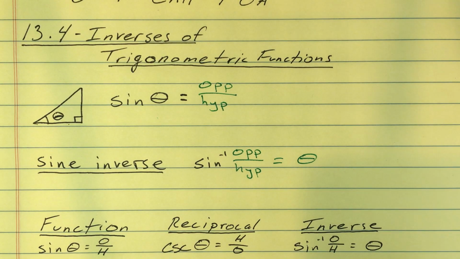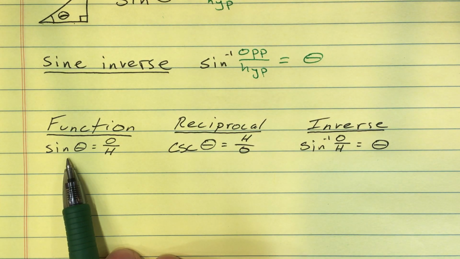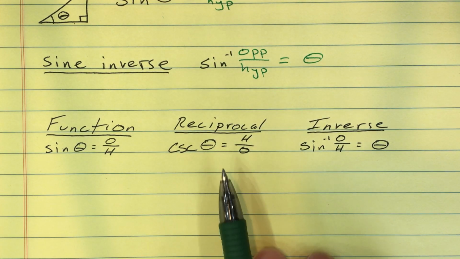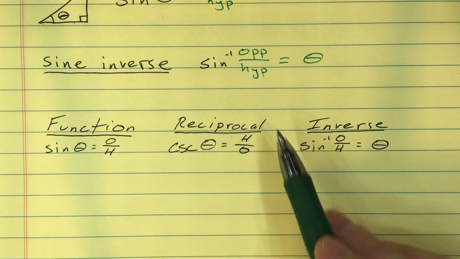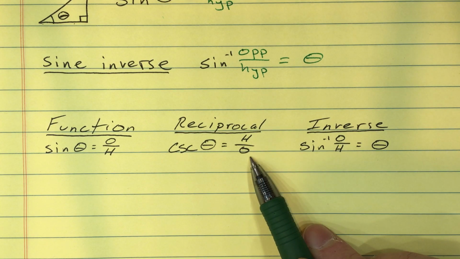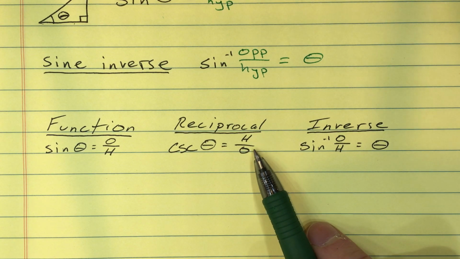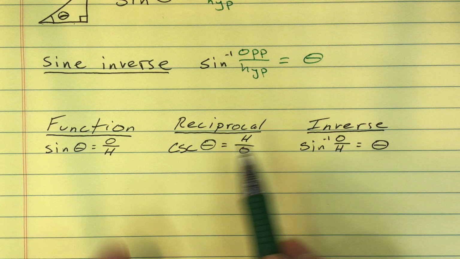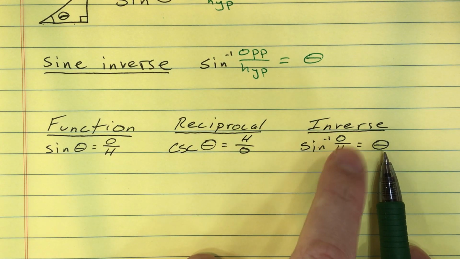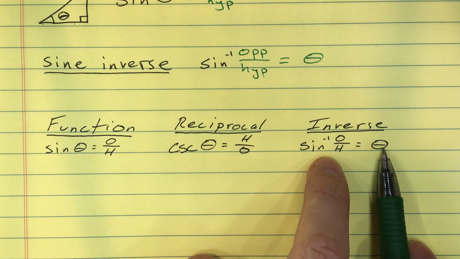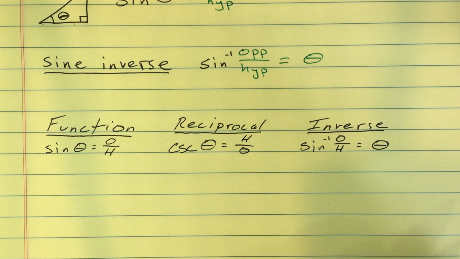So let's move this down a little bit so we can see our function. Let's say sine theta gives us opposite over hypotenuse. Now the reciprocal, that's cosecant, and that's what we've talked about before. Cosecant of theta is the hypotenuse over the opposite side. So it switches around your ratio. It changes the fraction. It flips it over. But the inverse changes your input and your output. It switches these two around to make your ratio the input and your angle the output. So notice the reciprocal is different than the inverse, and the inverse is what we're focusing on in this section.